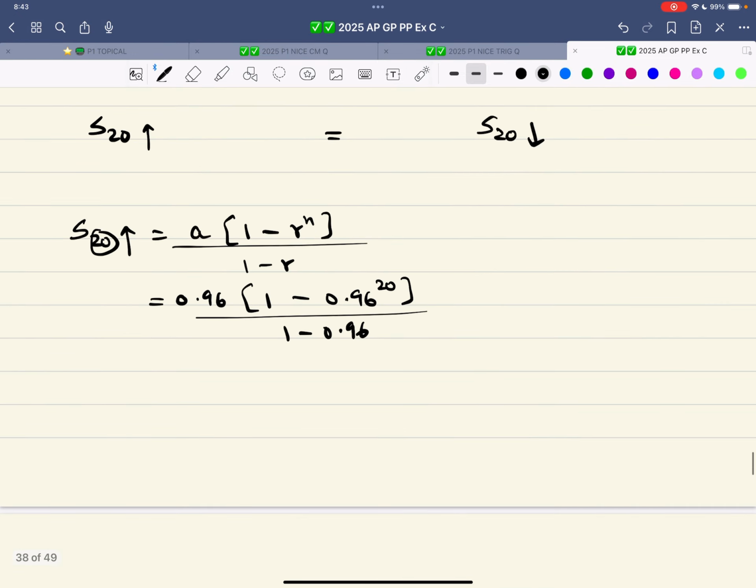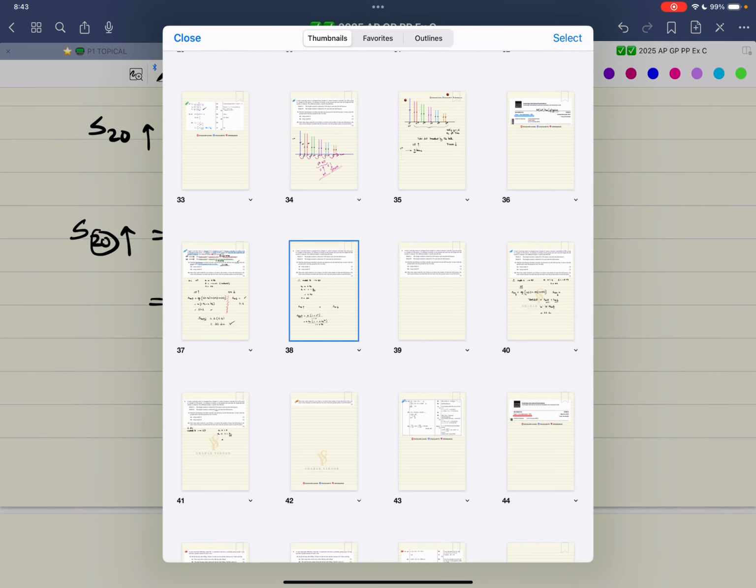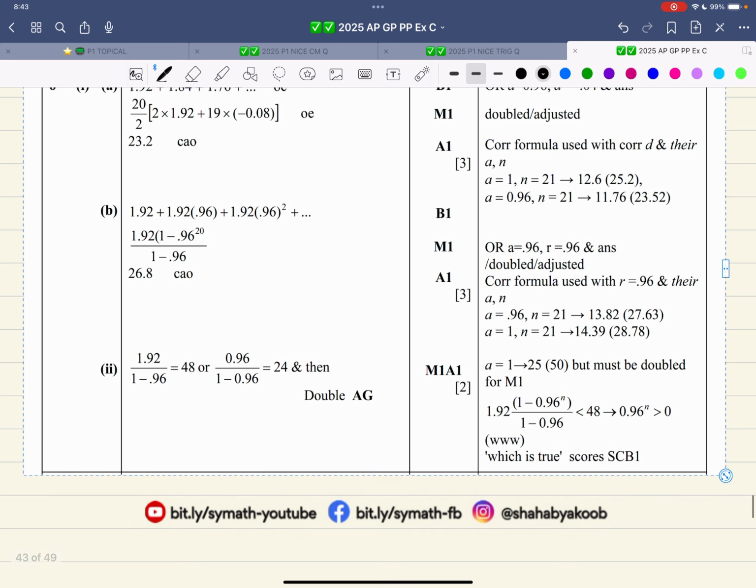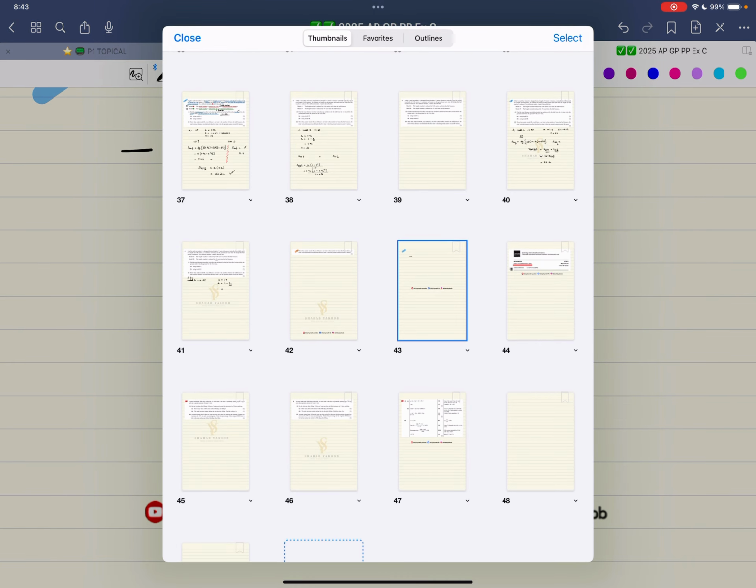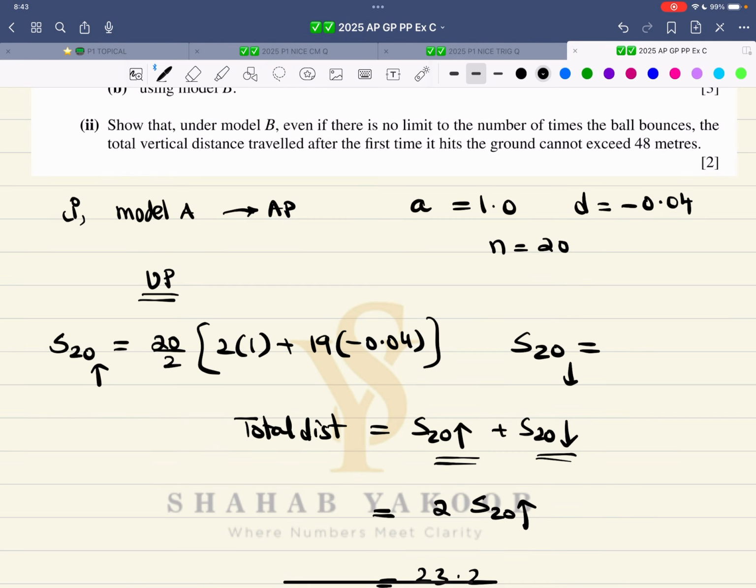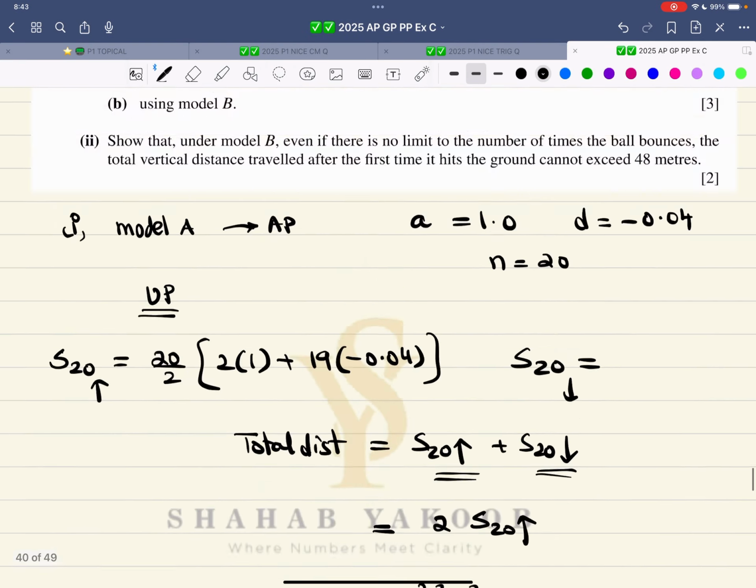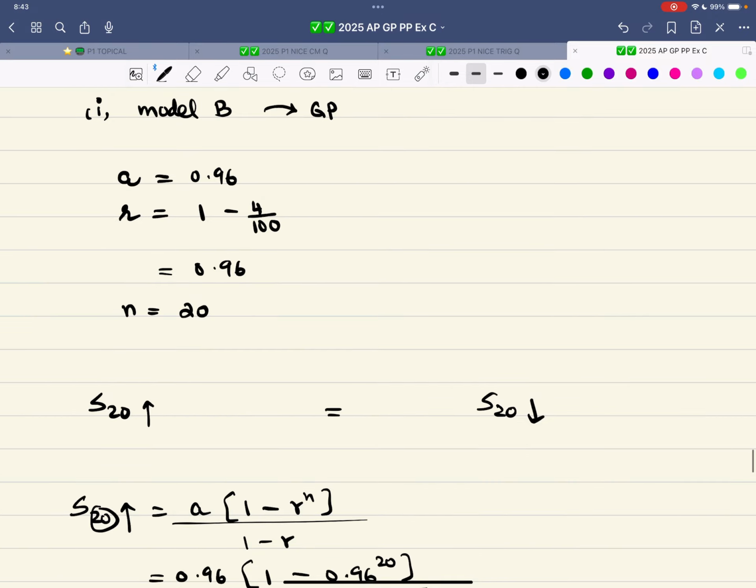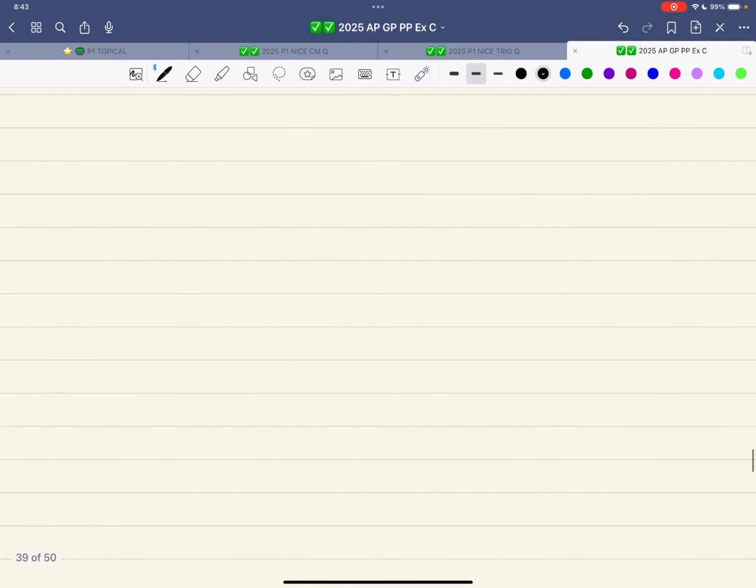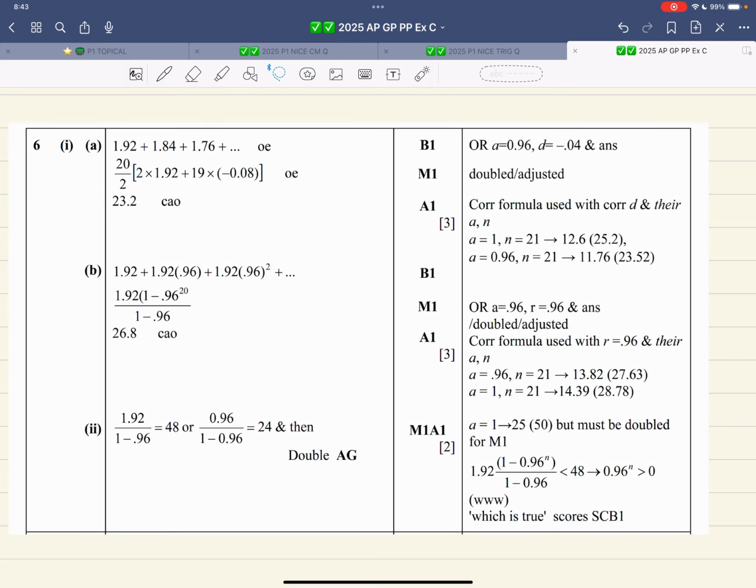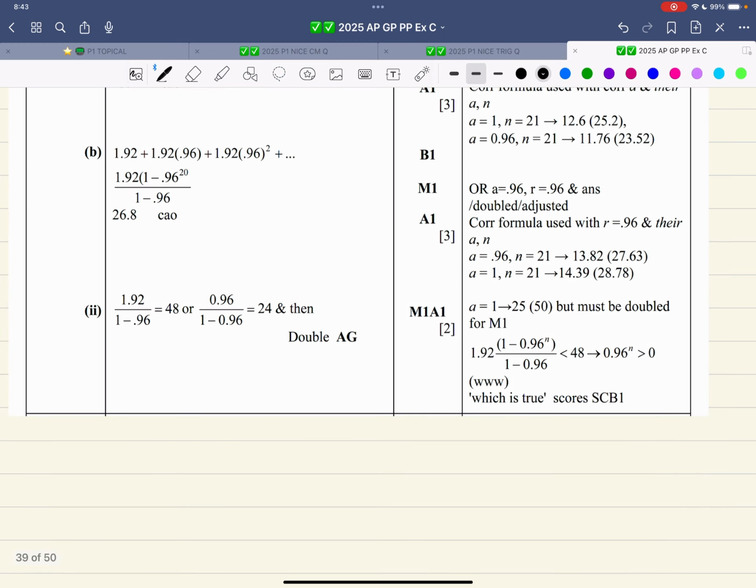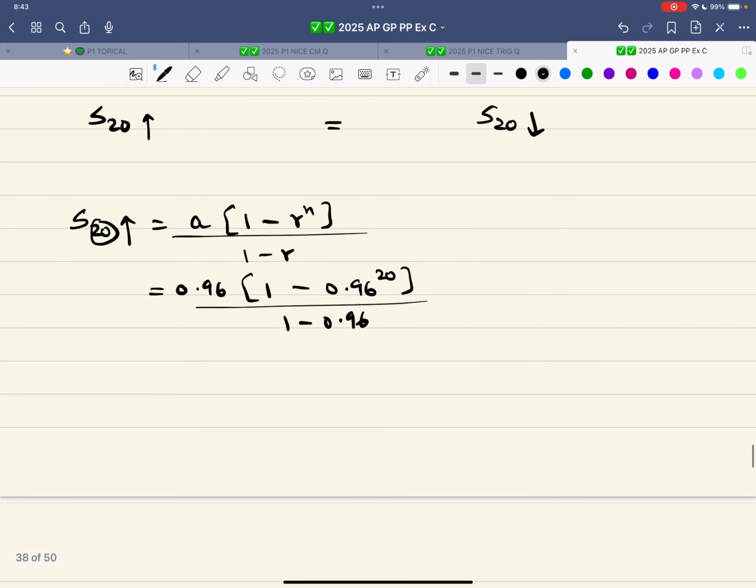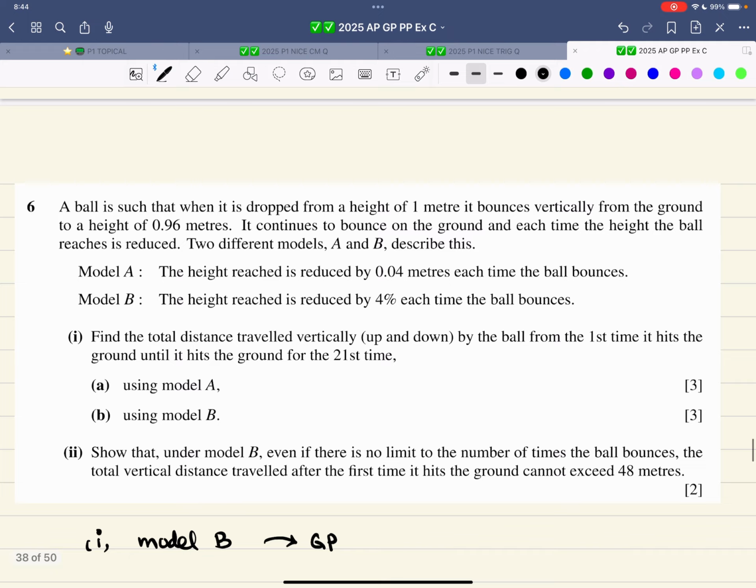And let me just go to the mark scheme over here. That is over here. Let me grab this thing, cut it. Let me go back over here. That's over here. And this one right here. And let me add a page for this mark scheme. So now for this thing, this answer after addition is coming out to be 26.8. So sum of 20 up plus sum of 20 down is coming out to be 26.8 meters. So that is how this question is done and dusted.